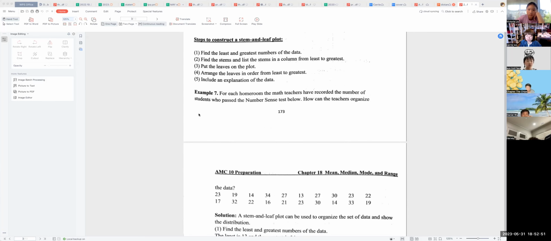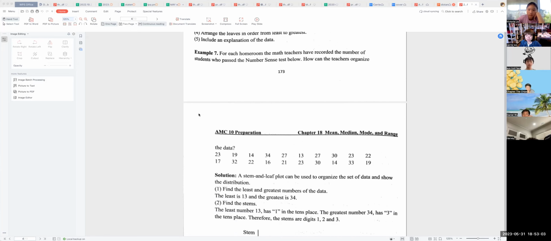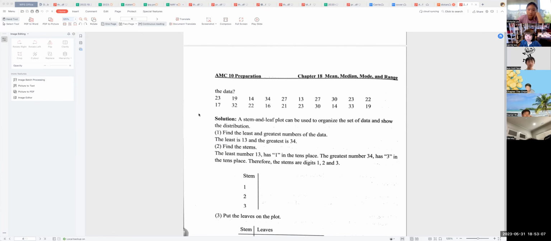So let's take a look at this one. For each homeroom, the math teachers have recorded the number of students who passed the number sense test below. How can the teacher organize the data? Okay, so everybody, you're going to see there are a lot of test answers there, right? So there's 1, 2, 3, 4, 5, 6, 7, 8, 9, 10. So there are altogether 20 data there, right?